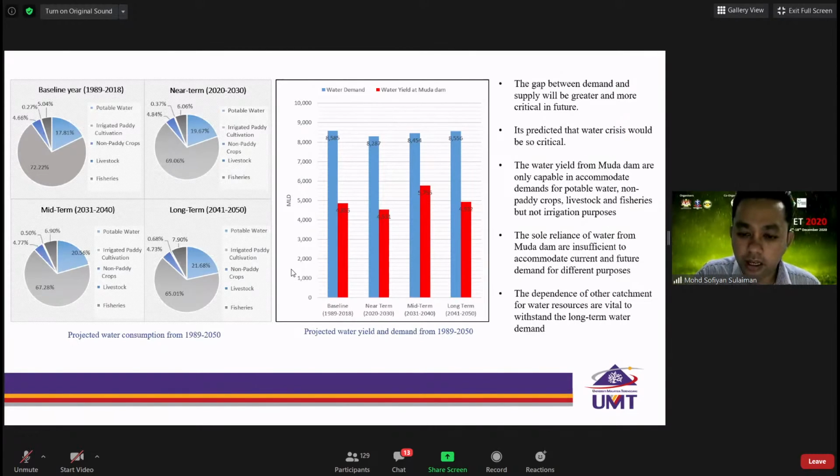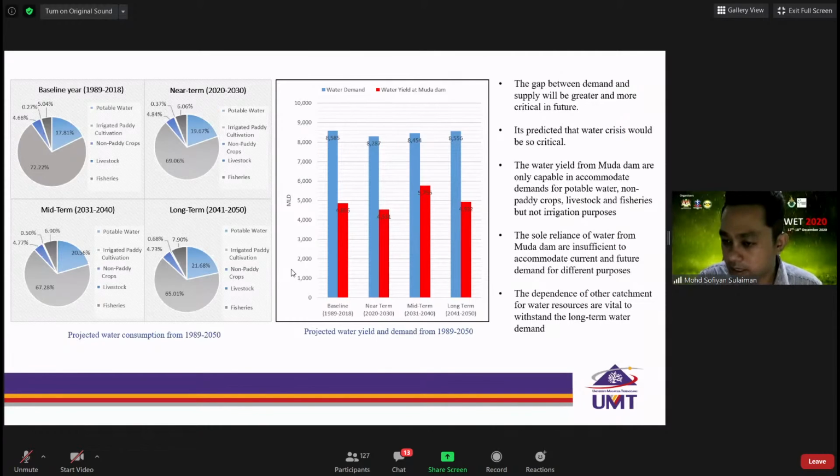And then you can expect that there will be a spike in terms of water yield from 4,500 to 5,700 and decrease again to 4,932 million liters per day. And then, of course, if you are talking about the demand of water for the whole Kedah, of course, Ulu Muda Forest Reserve cannot accommodate the demand for the whole Kedah.